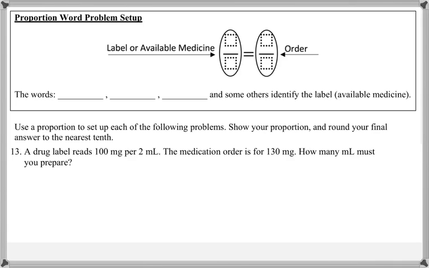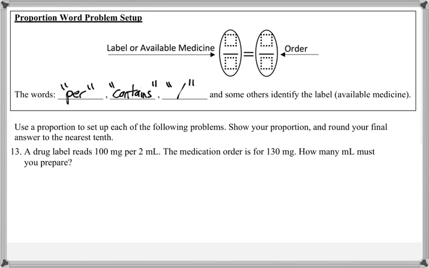be the words per, or contains, or sometimes just a slash. And there's a couple others, but these are the main ones. And these will help you identify the label or the available medicine.